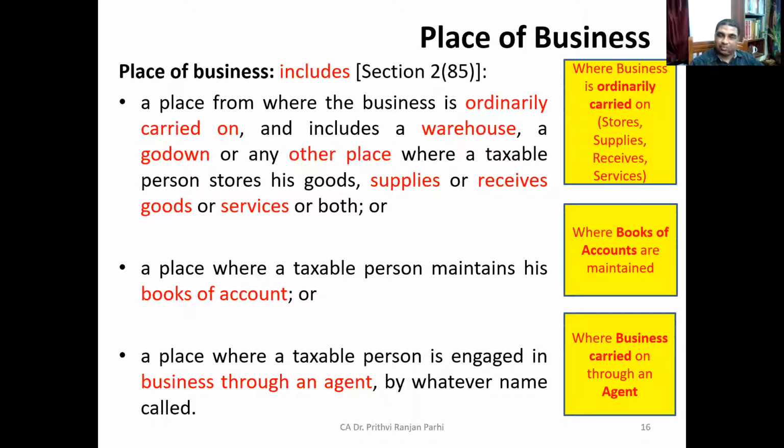Did you understand this thing? Now, if you look at this definition, what is place of business? And you already know, if you look at the registration certificate, we can have principal place of business or additional place of business. The place of business includes all these three things. Where business is ordinarily carried out, including stores or places where supplies are made, goods are received or services are provided, where books of accounts are maintained, where business is carried out through an agent. This is the meaning of place of business.